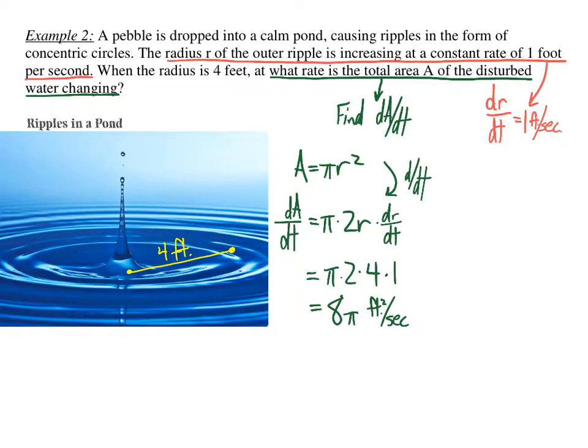Okay? Now, one other thing I'll mention about the units of measure. Sometimes people are confused as to what to use for their units of measure. If that's you, put the units of measure in when you plug stuff in. It's 4 feet, and the dr/dt was feet per second, right? Well, feet times feet are feet squared per second. Okay, so it's square feet per second.